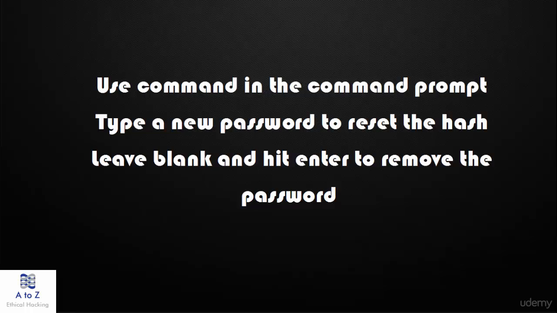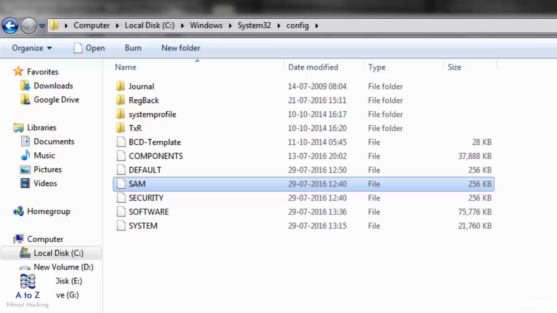If I open where that SAM file is, that is inside the local C disk, Windows, System32, config folder, and the SAM file, the hashes are stored in this SAM file, as you can see here. Now we need to attack this file.